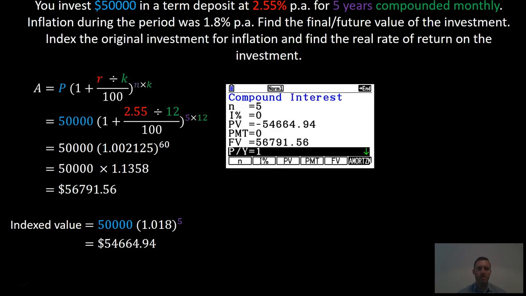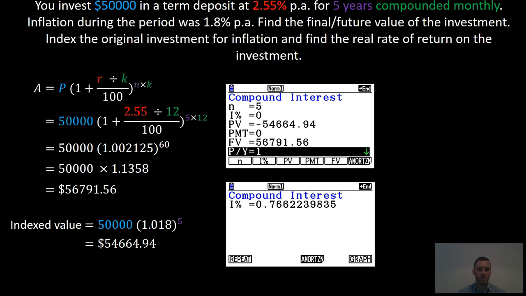Again, we put this information into our graphics calculator. N equals 5, which is the number of years. The present value is our index value, and we enter that as a negative. The future value is the value of the investment after 5 years compounded monthly, which is $56,791.56. And we press F2 to find the interest, or the real rate of return, over the 5-year period, which is 0.766, or approximately 0.8% per annum is the real rate of return.